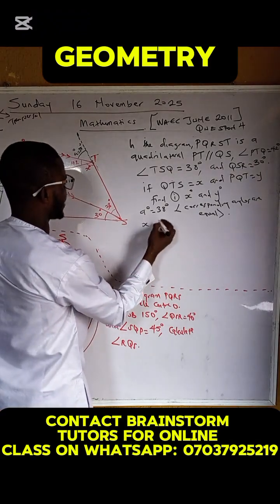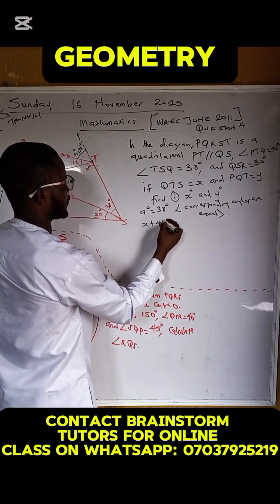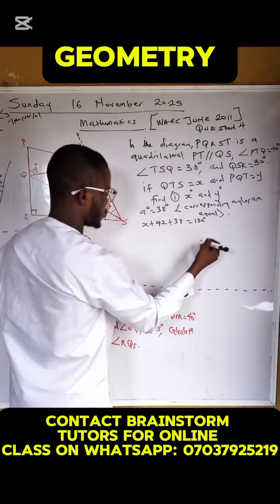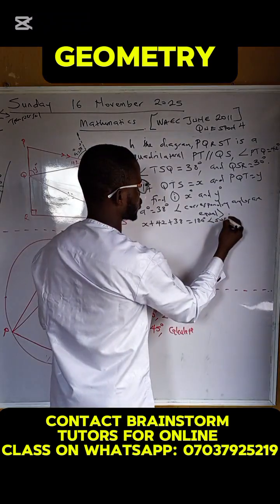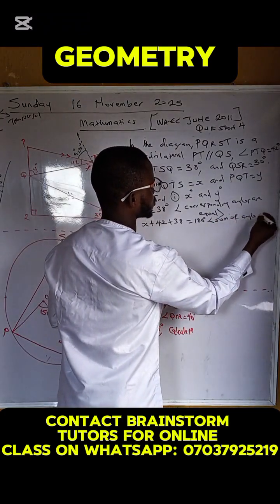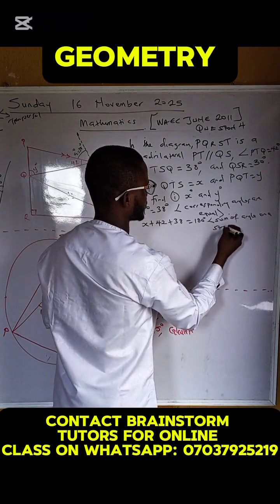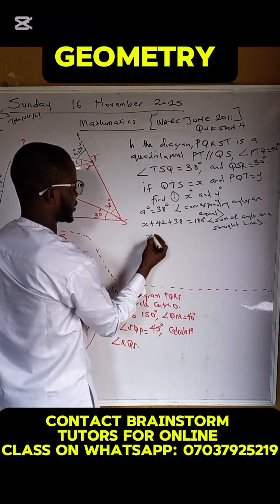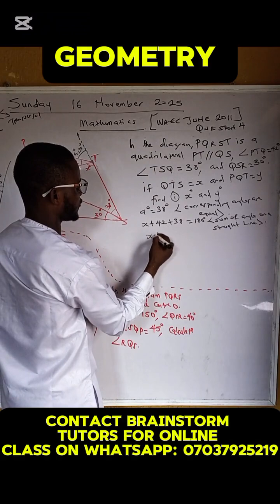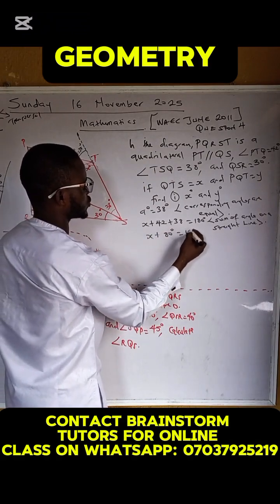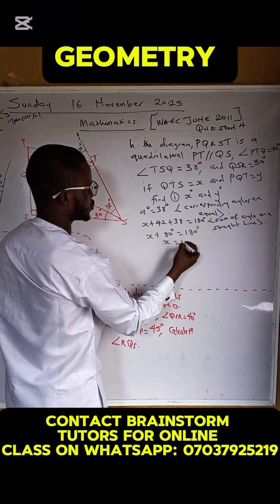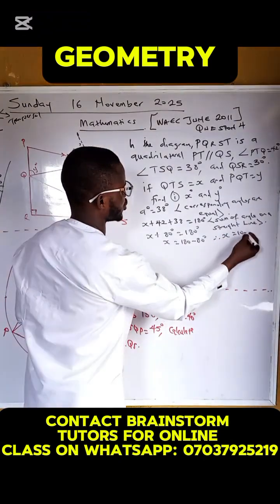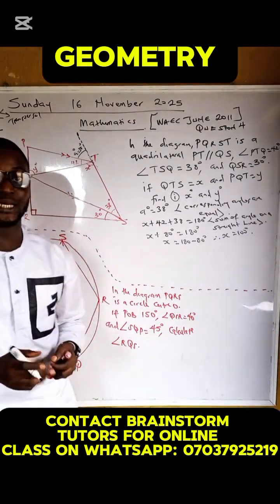So to get the value of my x, I'll just say x plus 42 plus 38 equals 180 degrees. I'll give them the reason: sum of angles on a straight line. So I'm going to have x plus 80 degrees equals 180 degrees. Then x equals 180 minus 80. Therefore, my x is equal to 100 degrees. You can see it's very simple. Within just 2 steps, I'm done.